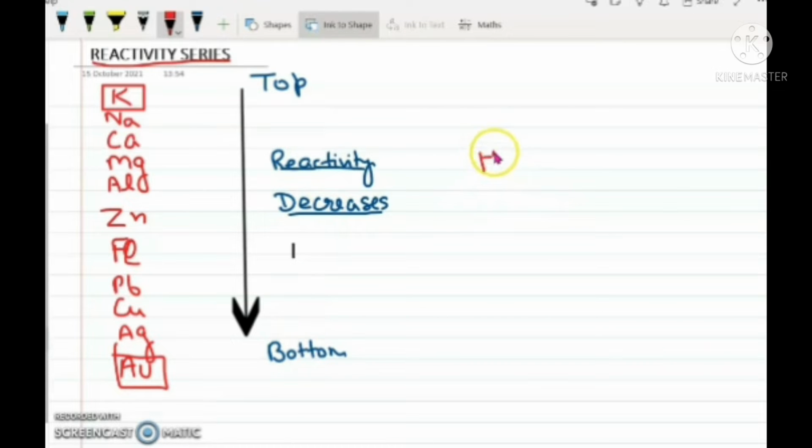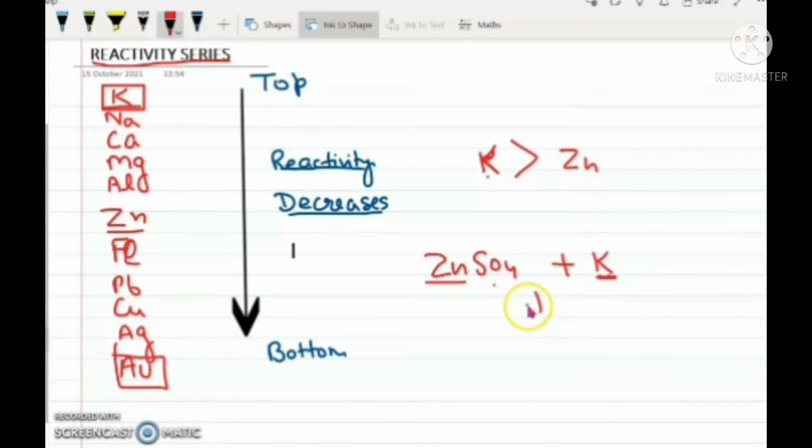So if you are given two elements like K and zinc, let's identify their positions. K is at the top, zinc is comparatively lower. So which one will be more reactive? K will be more reactive as compared to zinc. So when you have a salt of zinc that is reacting with potassium, potassium will not be able to tolerate the situation. It will say, I am the stronger one, I should form the salt. Why is zinc present along with the salt? So what will it do? It displaces zinc from its original position, and K will form a salt itself, isn't it?